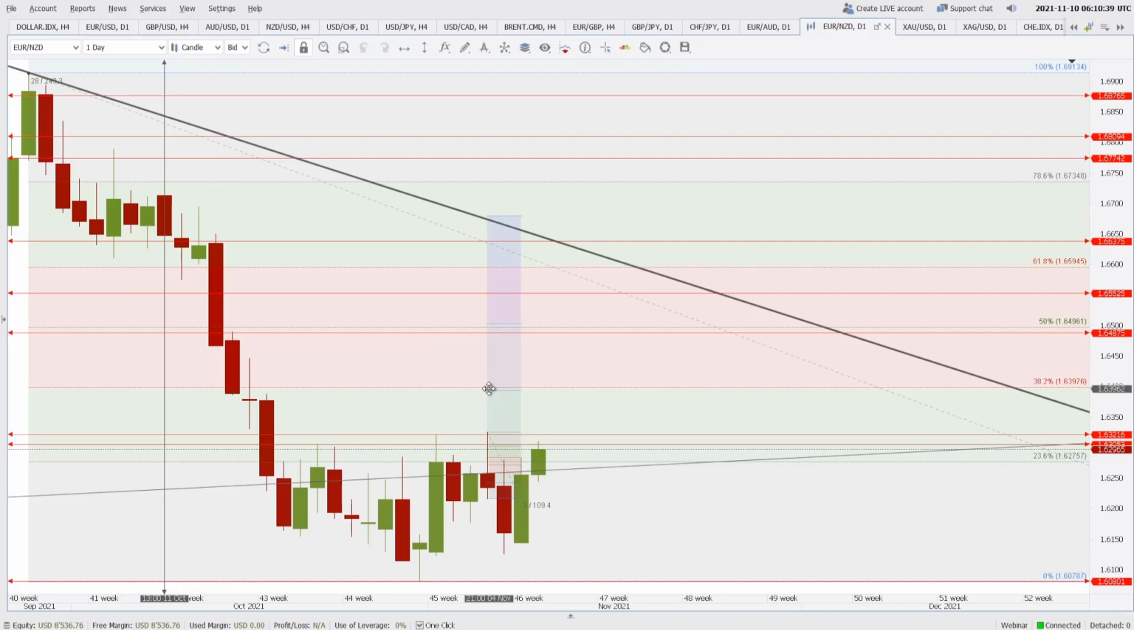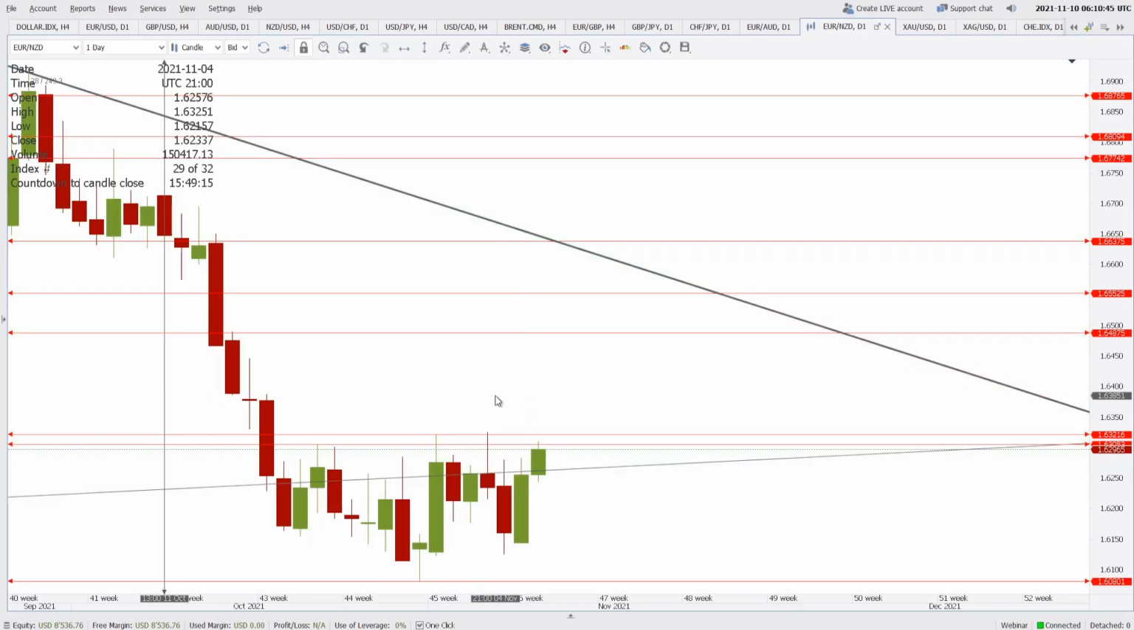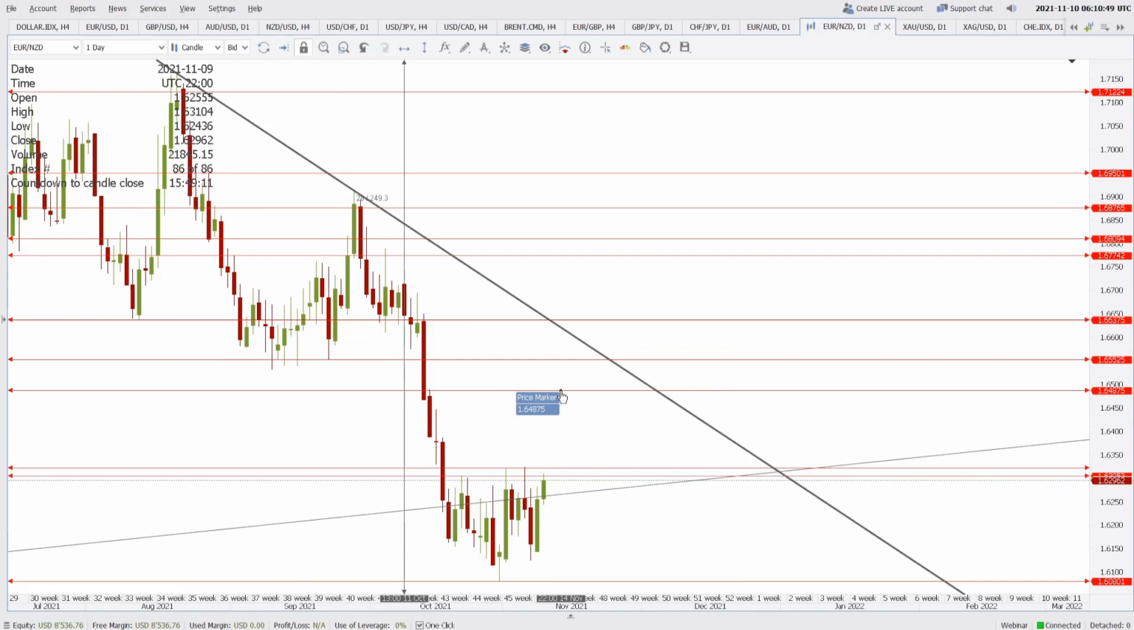So there are multiple reasons. If we see a close higher than this, then only we can see 1.6487. On the contrary, if this holds as a resistance and the price starts going down, then 1.6080 is also possible in this market.